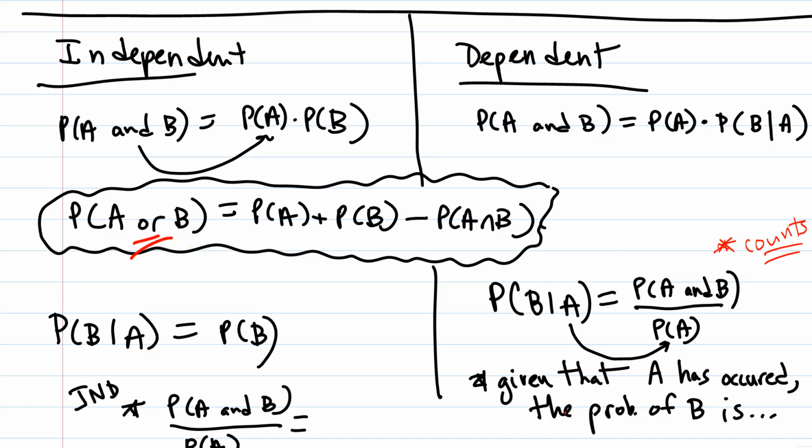Or always means the same thing. We basically are going to add and subtract any potential overlap. So this formula works for both independent and dependent. What changes is the and. The and is different depending on whether it's independent or dependent.